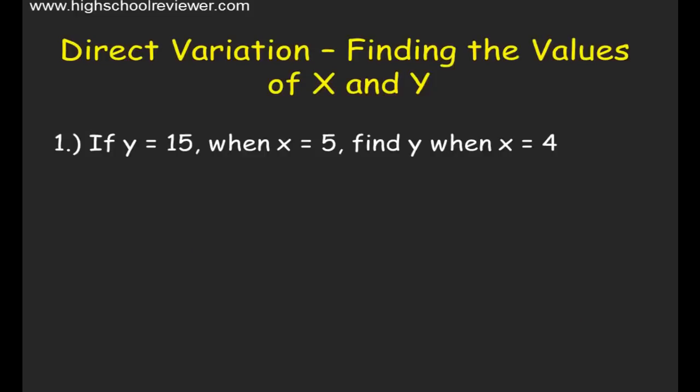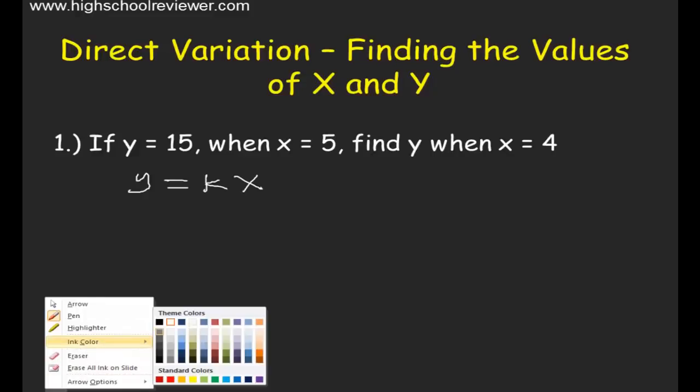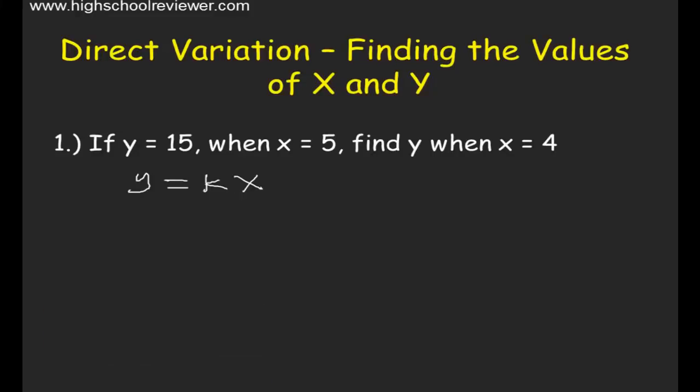Direct variation, finding the values of x and y. Problem number 1. If y equals 15 when x equals 5, find y when x is equal to 4. The equation form of direct variation is y equals the constant of proportionality k multiplied by x. We are going to find k. Our y here is 15 and our x is 5. So we are going to find the value of k.